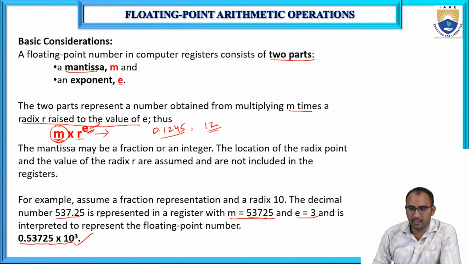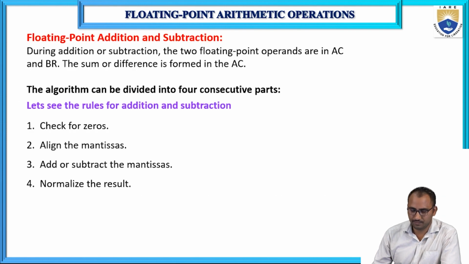In arithmetic operations, we have mainly four types: addition, subtraction, multiplication and division. These are the four basic arithmetic operations. In this session we will see how to perform all these arithmetic operations on floating point numbers. Let's start with floating point addition and subtraction.